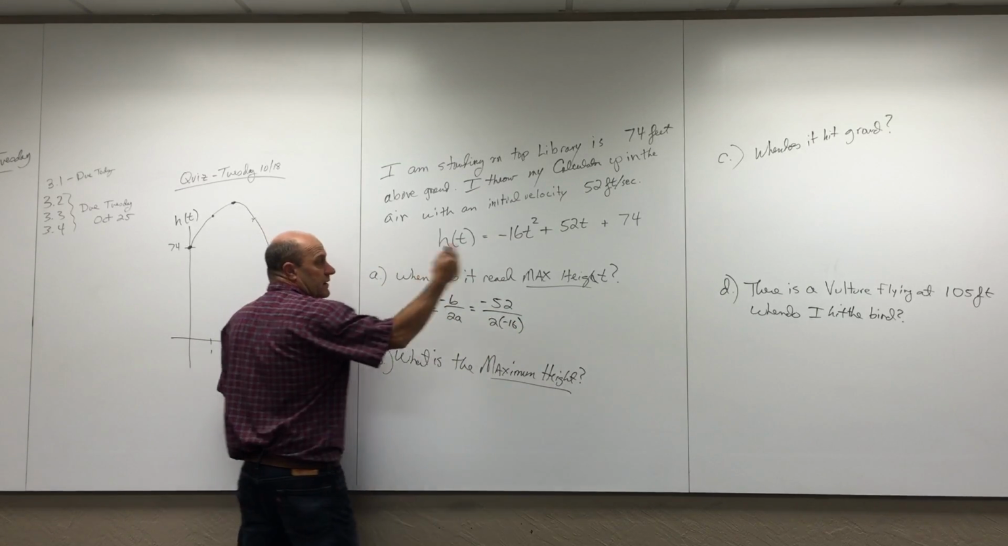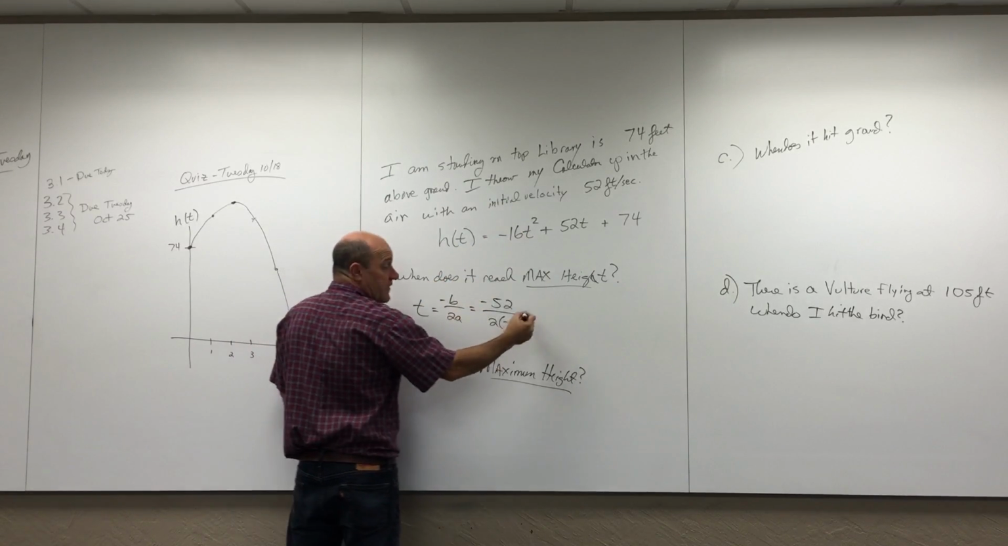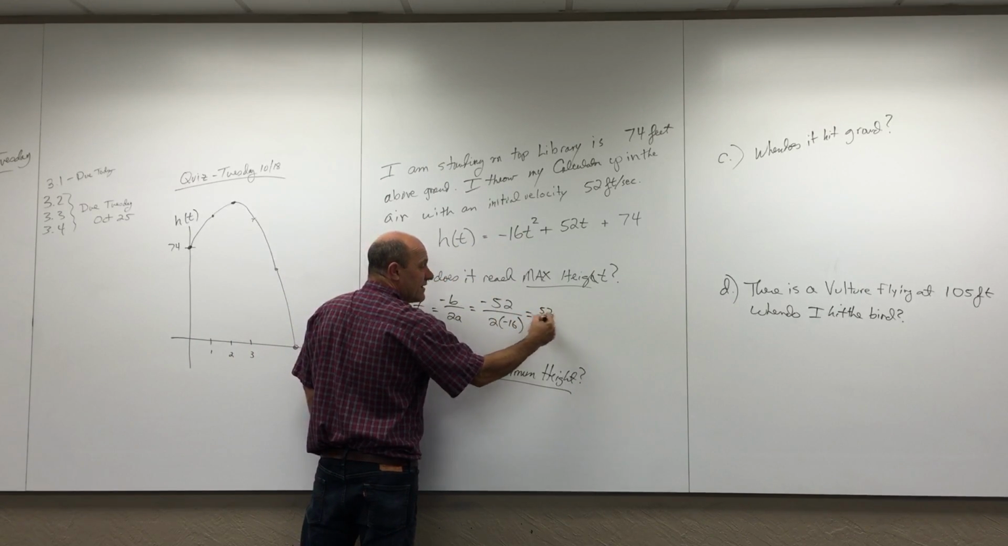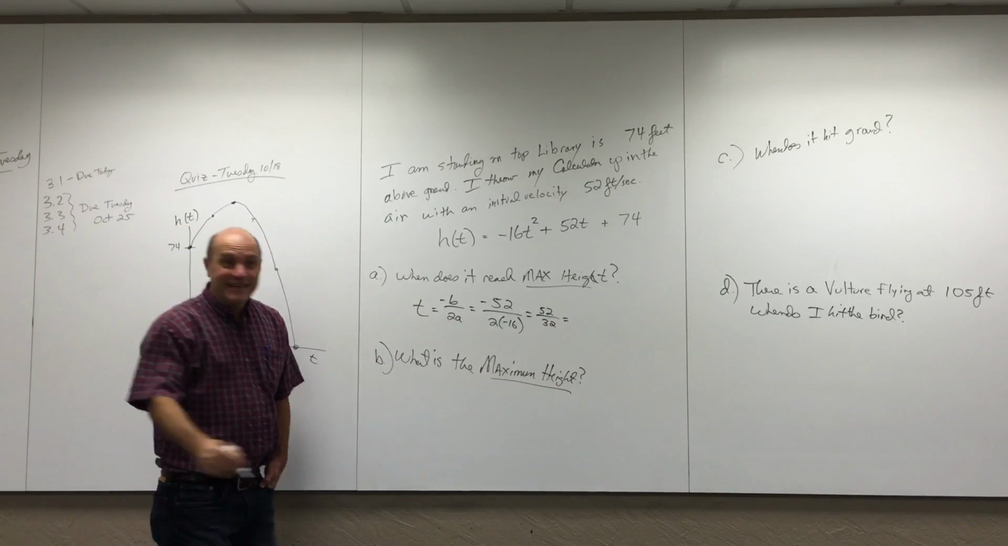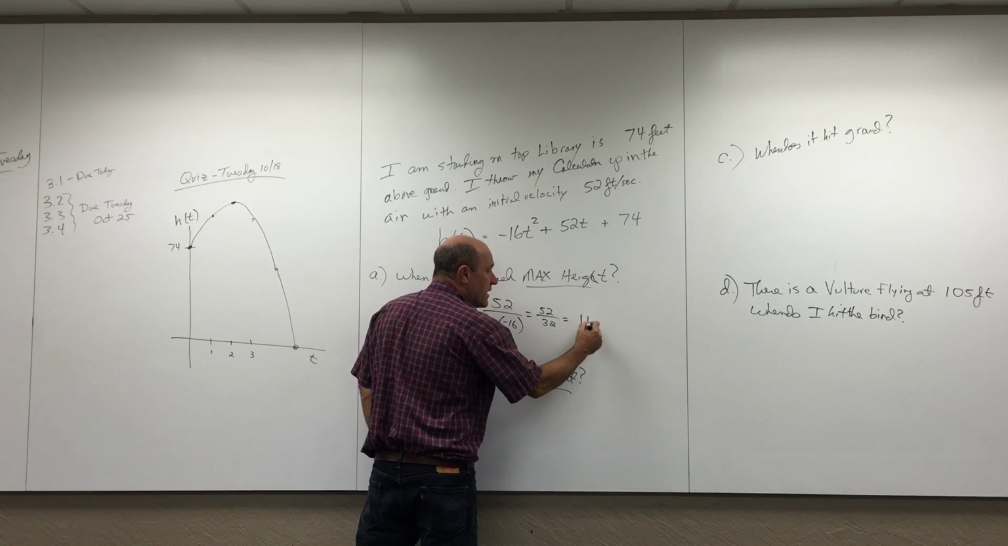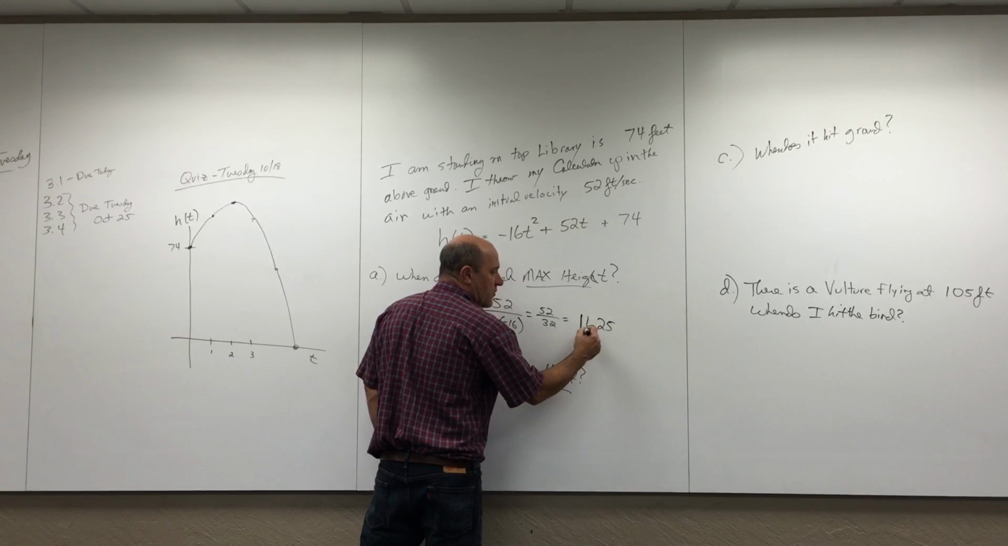So negative b over 2 times a, that's negative b over 2, so that's 52 over 32. I don't know how nasty that is. Somebody... 1.625. Okay, 1.625, thank you. I do want a decimal. This is a word problem where I think decimals are appropriate.